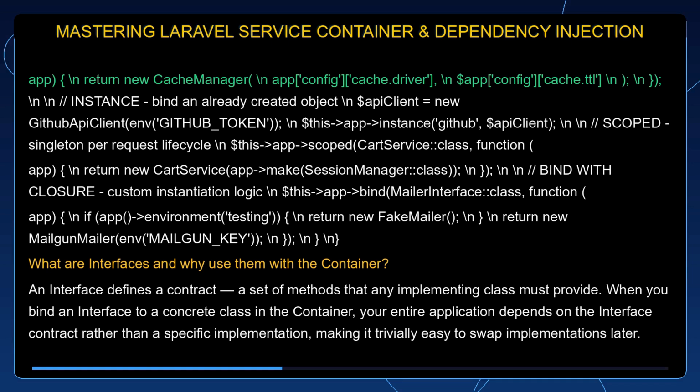What are interfaces and why use them with the container? An interface defines a contract, a set of methods that any implementing class must provide. When you bind an interface to a concrete class in the container, your entire application depends on the interface contract rather than a specific implementation, making it trivially easy to swap implementations later.